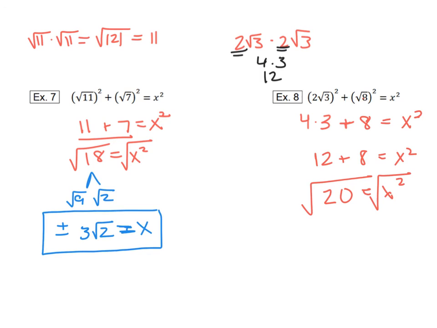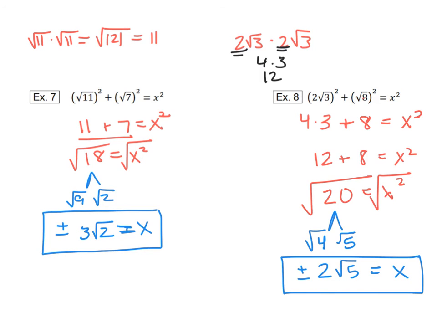All right, so we can break down a square root of 20. 4 fits in 5 times. Square root of 4 is 2. Square root of 5 stays, equals x. And then what's the one thing you want to remember with your answer? That plus or minus. Done.